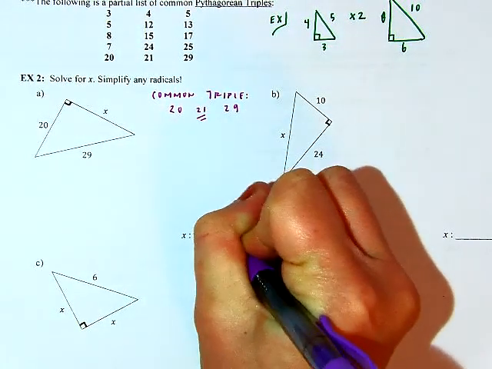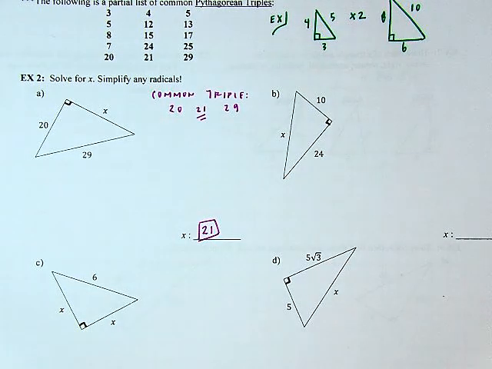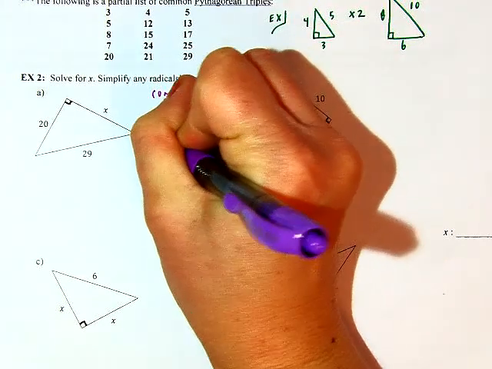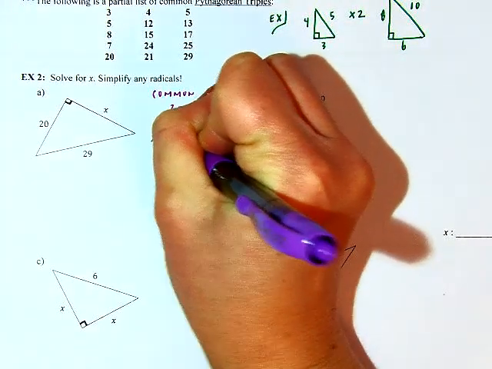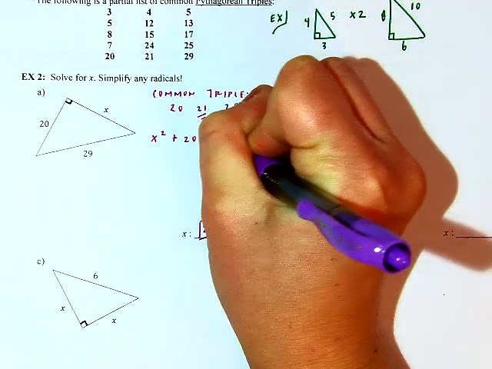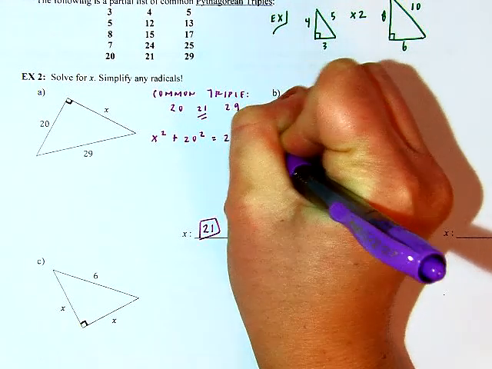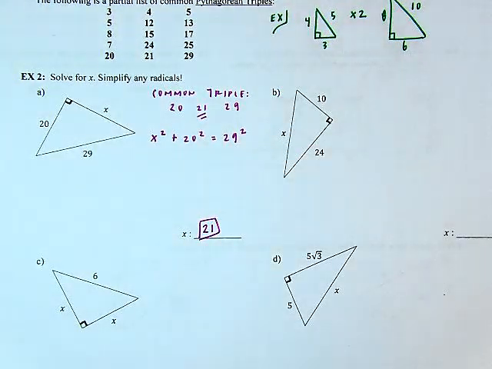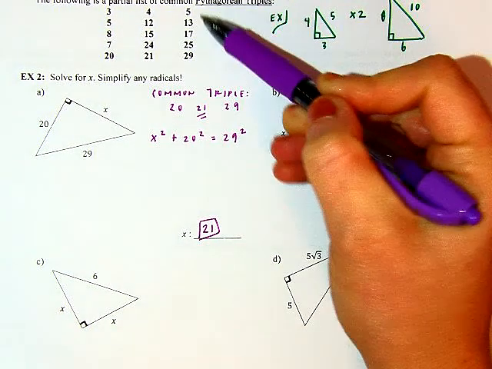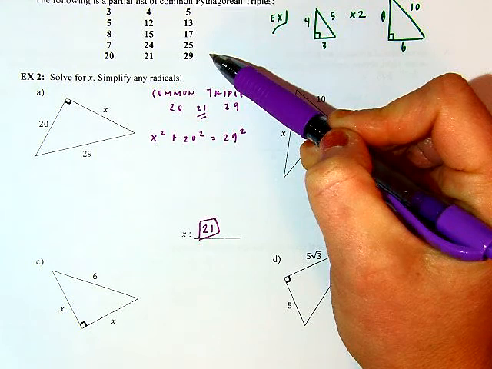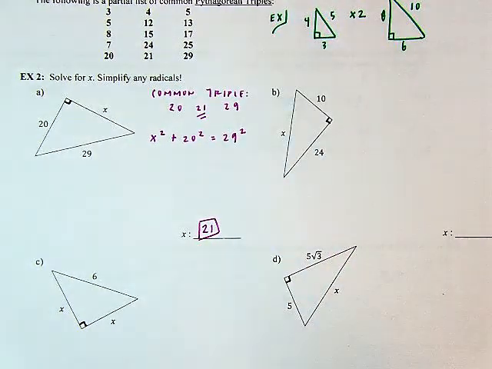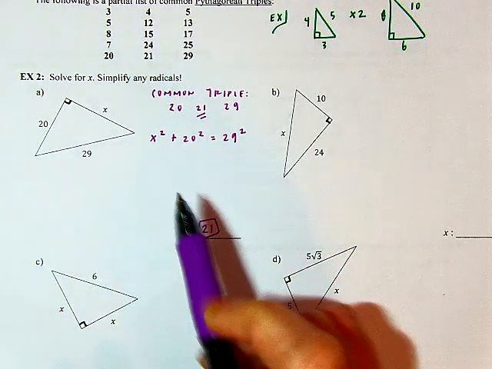But maybe you didn't see that, so you kept going and you used Pythagorean theorem. That's fine. So x squared plus 20 squared equals 29 squared. I can still solve it this way, that's fine. I'm just giving you a few built-in shortcuts. If you can see a common triple, one of these 5, or a multiple of one of these 5, it just saves you some time.